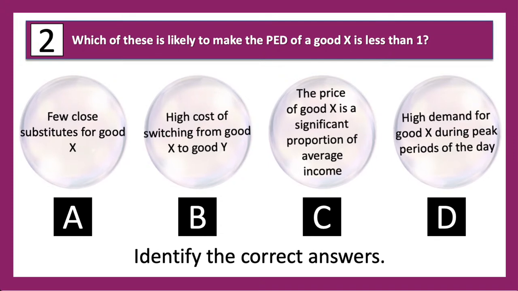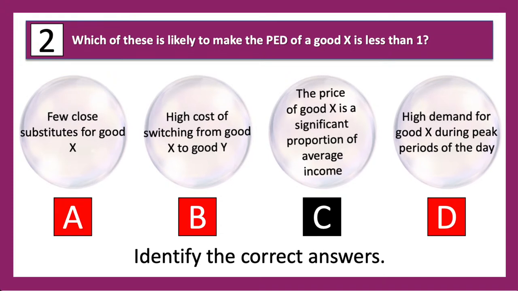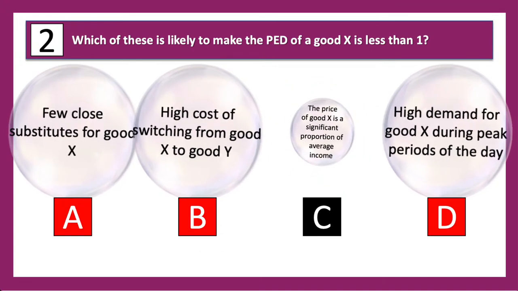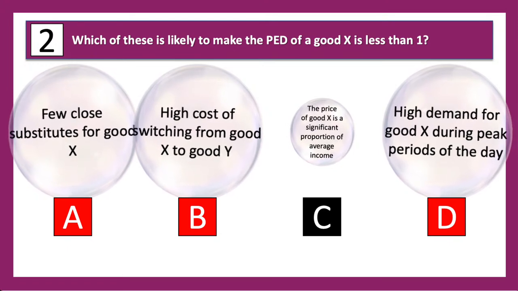Okay, Quince B says A and B. Bertie says A and B. Let's go through the answers. Well done on that one, everybody. A, B, and D were the correct answers. So Kula Sagam got it exactly right, and congratulations.